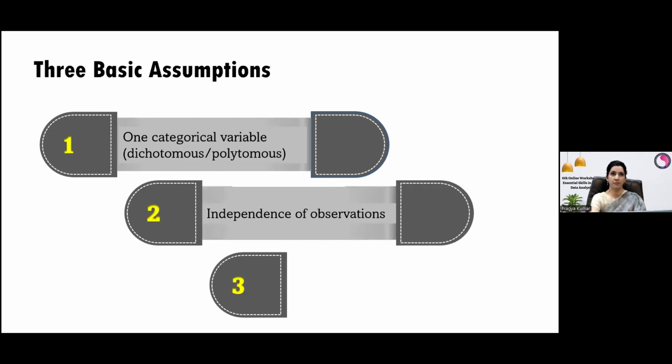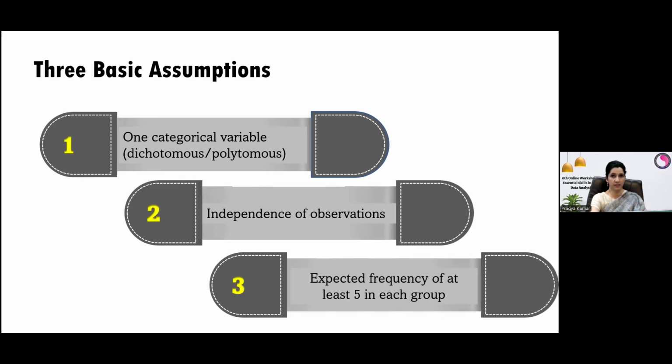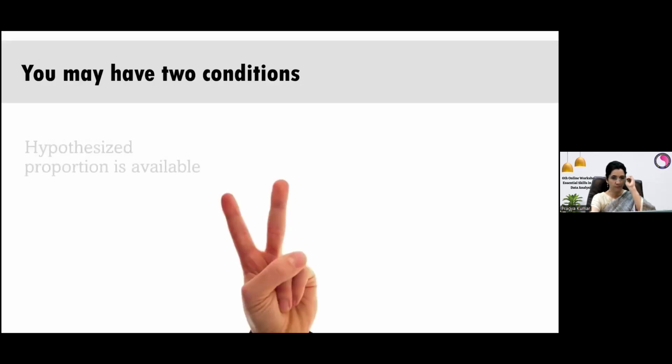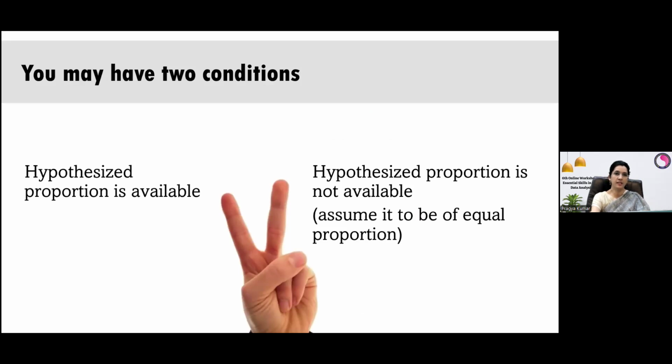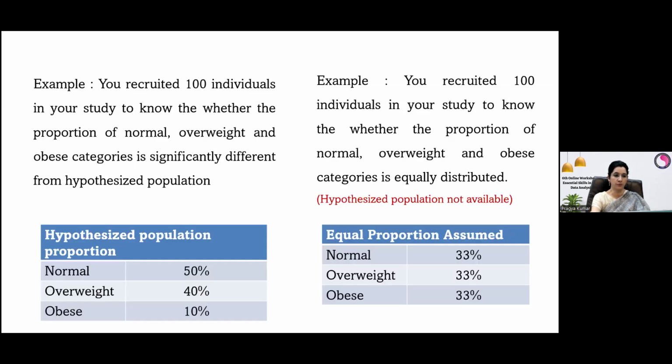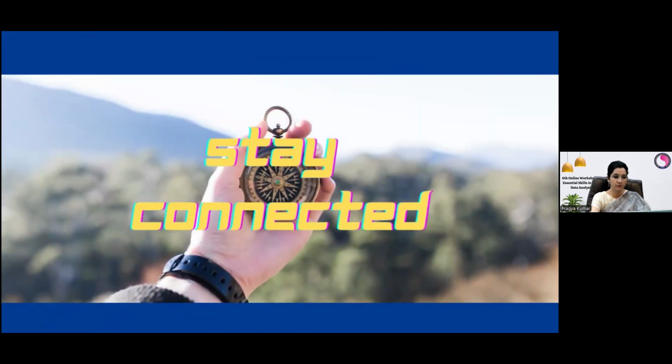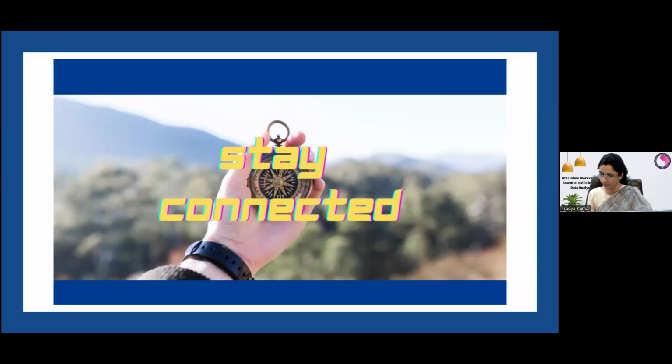Again, the basic assumption is there should be one categorical variable. Independence of observation, which we have talked about, is applicable here, and the expected frequency should be at least 5 in each group. If there is a hypothesized proportion, you give that proportion. If not, you assume equal proportions. So, for example, I will give you... or let's say I will take... just of two proportions.